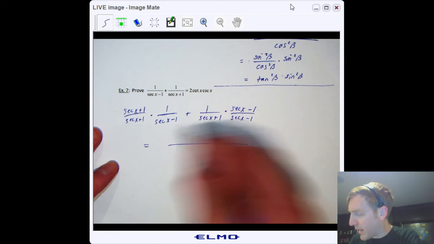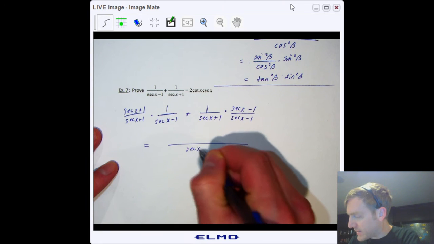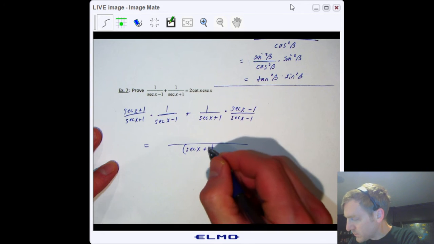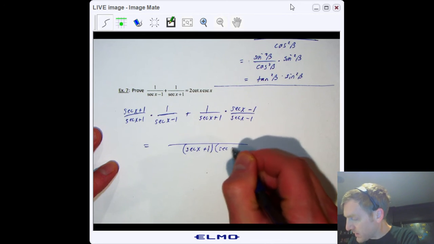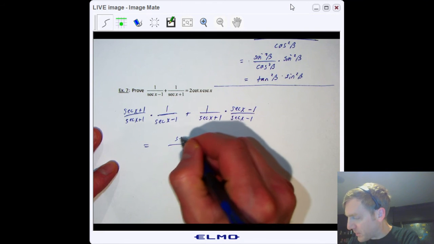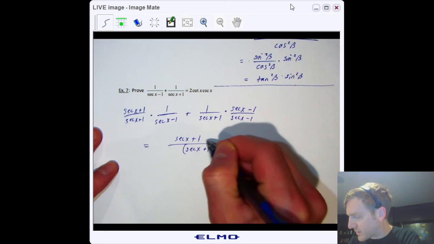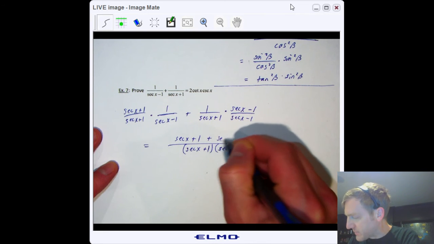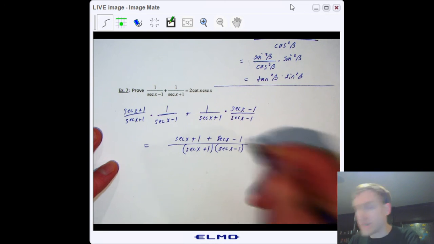Okay, so what do I have? My common denominator is secant x plus 1 times secant x minus 1. My numerator is secant x plus 1 times 1, which is secant x plus 1, plus secant x minus 1 times 1, which is secant x minus 1.